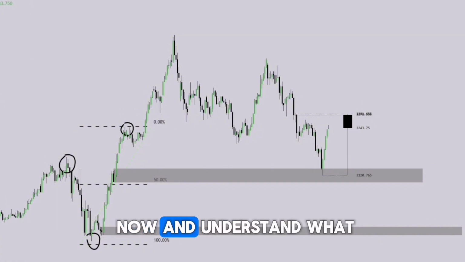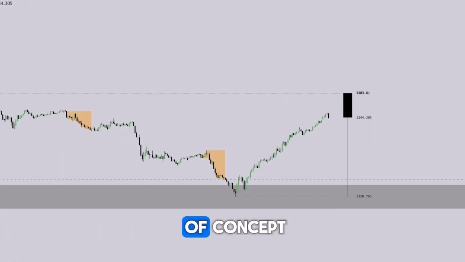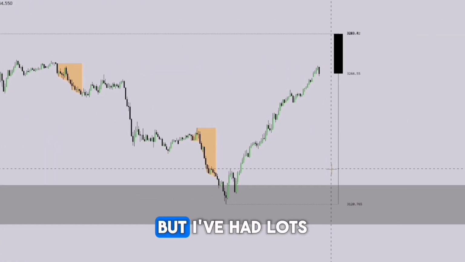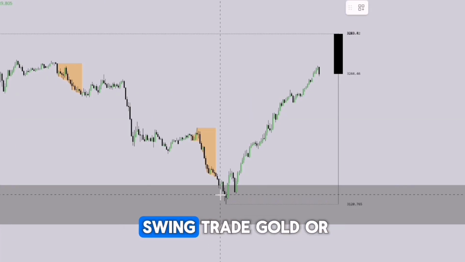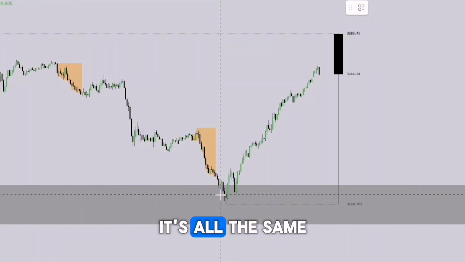But if we go now and understand what was going on, it's a similar kind of concept, right? So I don't trade gold myself, but I've had lots of questions on how to trade rejections, how to use order flow, how to kind of swing trade gold or swing trade ES or NQ. It's all the same principles, right?